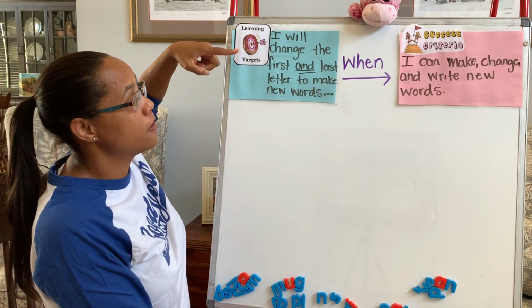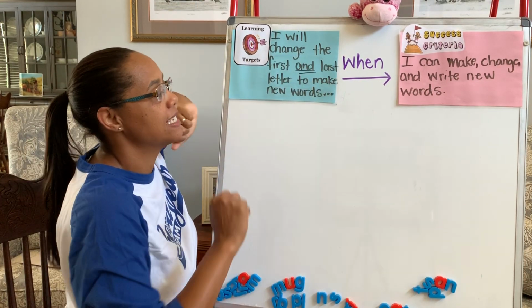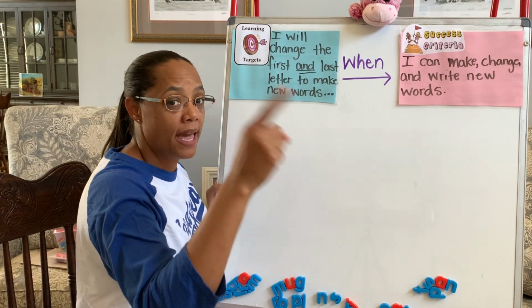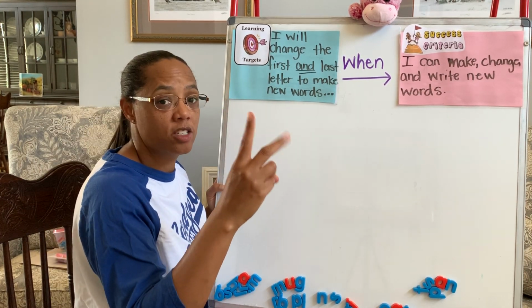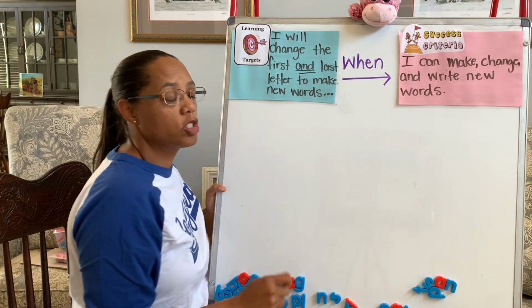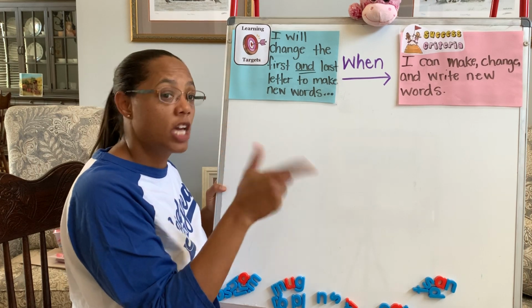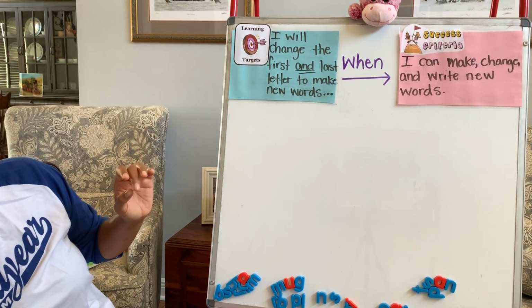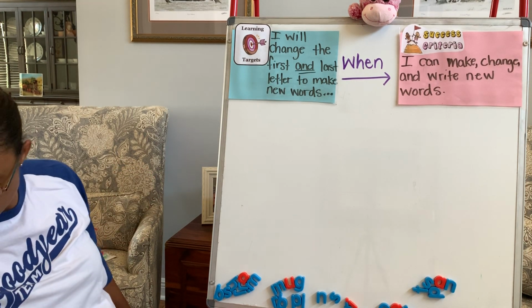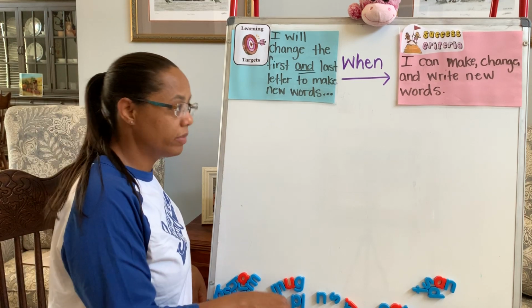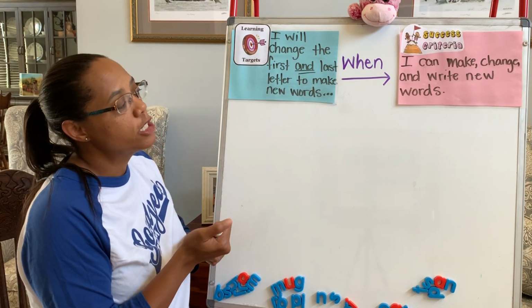I will change the first and last letter to make new words when I can make, when I can change, and when I can write. So we need to do the writing part. So we're going to make some words, change it, and then write it. So let's start off with this one. You know what? I'm going to write it because we got to write. So let's make it.